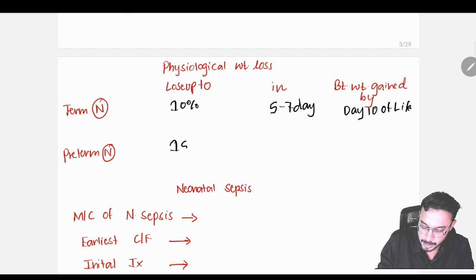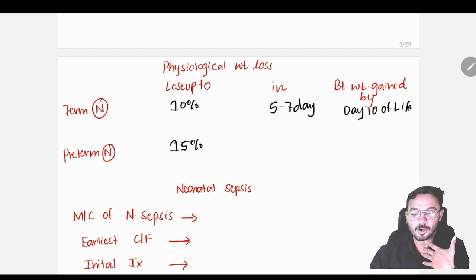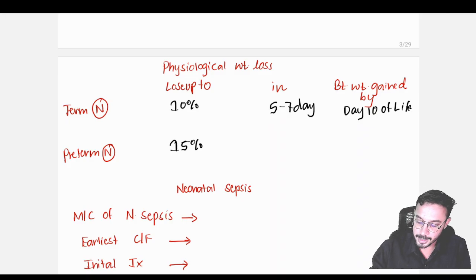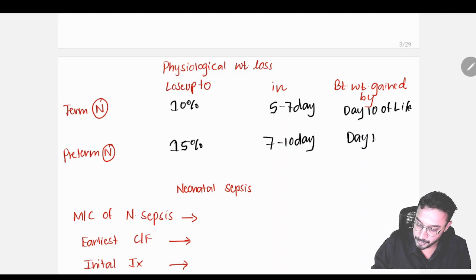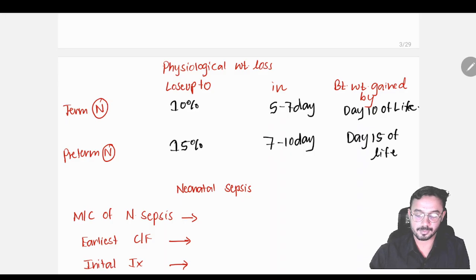Physiology is something that is not in our control. It occurs naturally, and that is known as physiological. In term babies, there is a 15% loss in the 7th to 10th day of life, and when will they gain it back? By day 15 of life. This is about physiological weight loss.